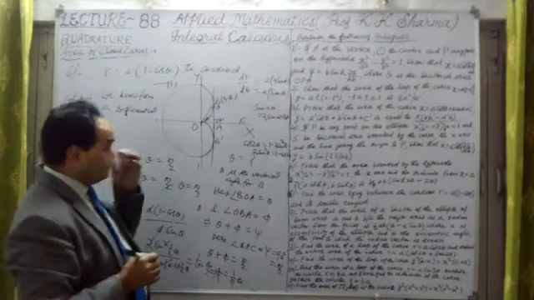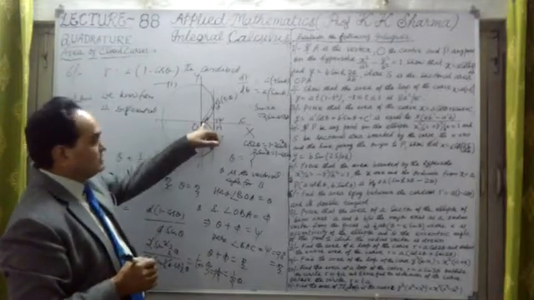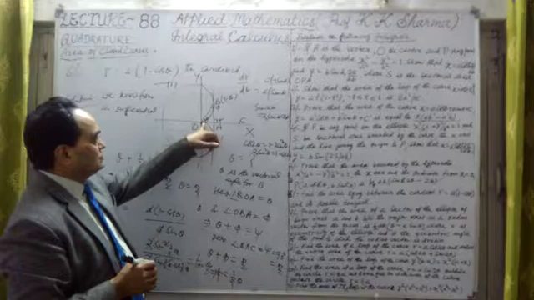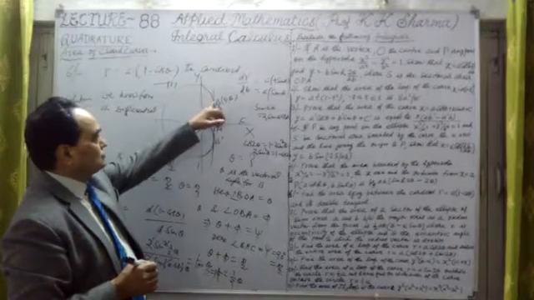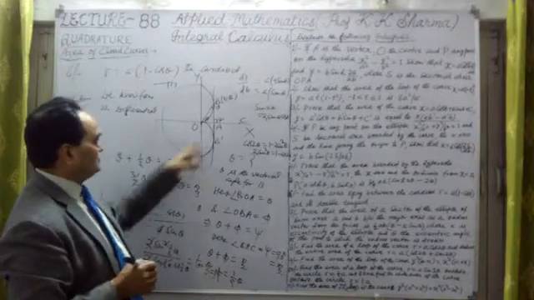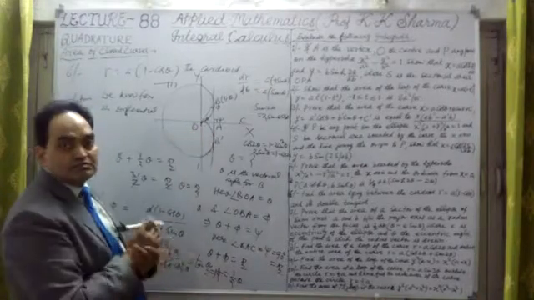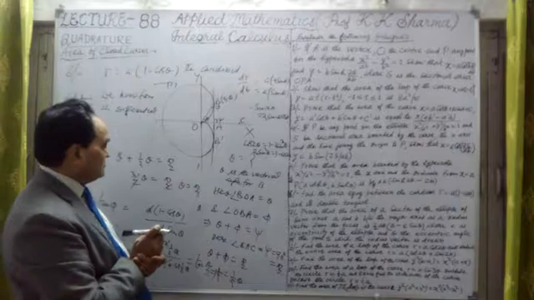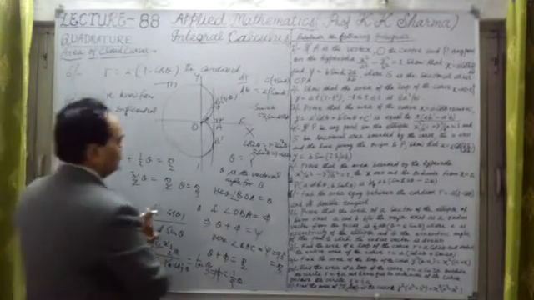So what are the limits here? From this point, theta is 0, to this point, where theta is pi by 3. So theta we have obtained here is pi by 3, this angle. So the limits for theta are 0 to pi by 3.